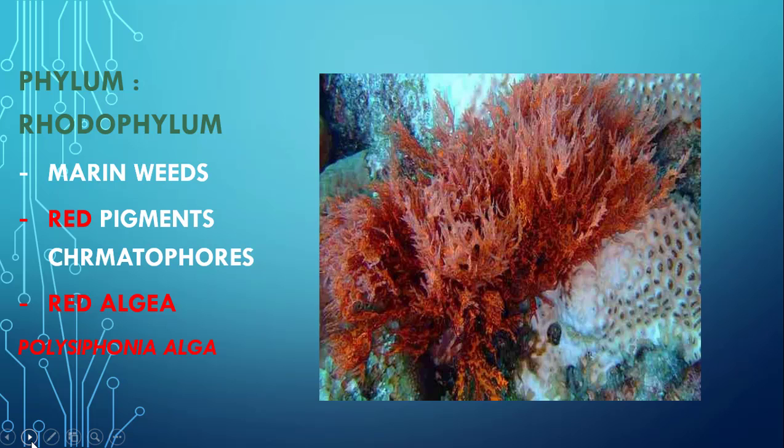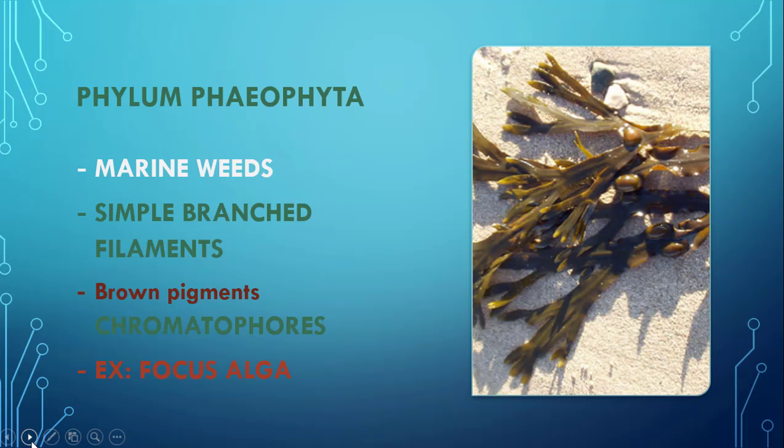Inside its body is found a red pigment, so they are called red algae. Next, we will talk about the next phylum, which is called Phaeophyta. It's also marine weeds that consist of a simple structure, and it's not branched like the phylum Rhodophyta. The cell contains brown pigment, so it is called brown algae. Example for it, fucus algae.